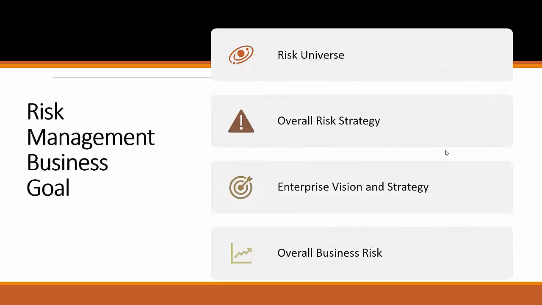So the risk management goal: effective risk management depends upon knowing the enterprise goals and objectives that we have. The risk practitioner should understand the current risk universe to assess the capability and overall maturity of the risk management program. The risk universe captures all the risk data of the organization. Second is understanding the business's overall risk strategy, which should direct the risk practitioner to guide the development of an IT risk strategy that aligns with the organization's goals and objectives.